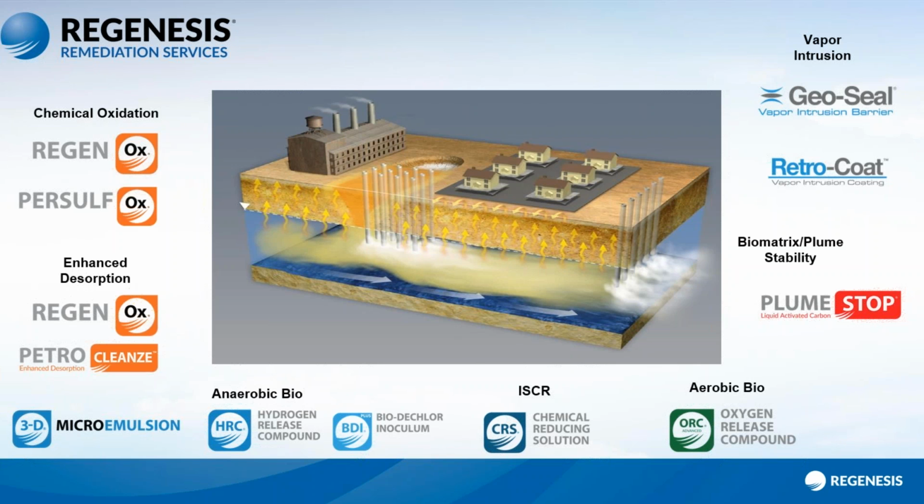Now for the second pilot test, PlumeStop liquid activated carbon was applied with HRC and BDI. In this case, the hydrogen releasing compound is the electron donor, which is a polylactate, and again, along with the bioaugmentation culture BDI.